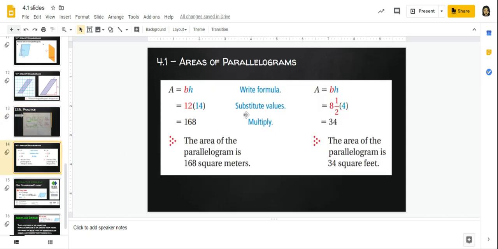Here is an example that the textbook shows us, base times height. Make sure you write the formula, substitute the values. The base was 12, the height was 14, and then you multiply, which gives you 168. And we write it 168 meters with the squared symbol.